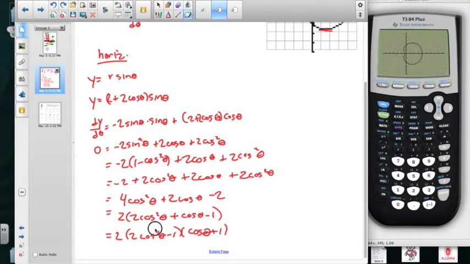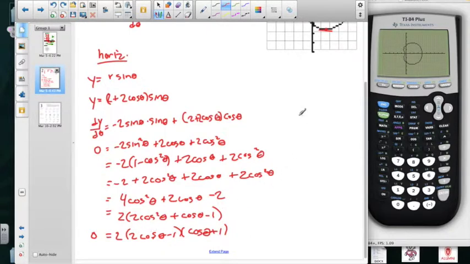This is not a squared. This is just a cosine theta. There we go. Cosine theta. So let's just quickly check this. 2 cosine theta times cosine theta is our 2 cosine squared. 2 cosine theta times 1 plus negative 1 times cosine theta is a cosine theta, and then negative 1 times 1 is negative 1. And so that is what's equal to 0.